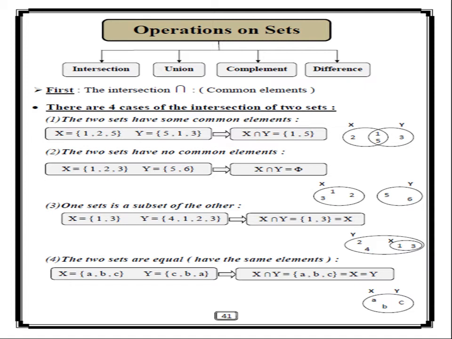Case number 4, the two sets are equal, having the same elements. If X is ABC, Y is CBA, as we can see they are equal. So X intersecting Y equals ABC, where X equals Y.